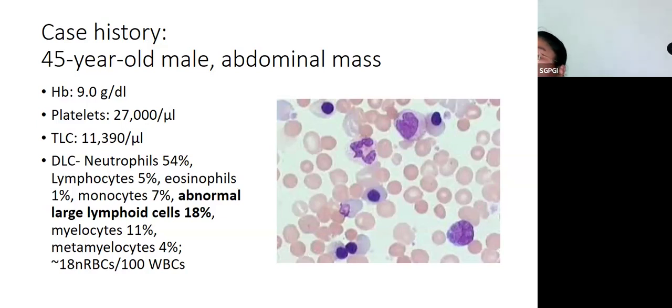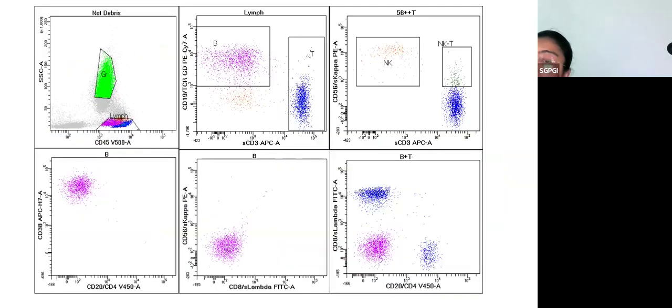Now we'll move to the second point. So in this case history, you have a patient who had abnormal large lymphoid cells of about 18%. You can see one of them in this. In addition to that, there was leukoerythroblastic blood picture. So now flow was performed. The same gating strategy.